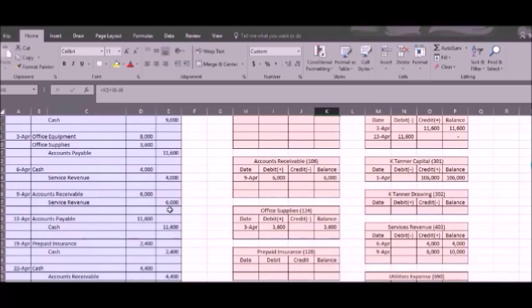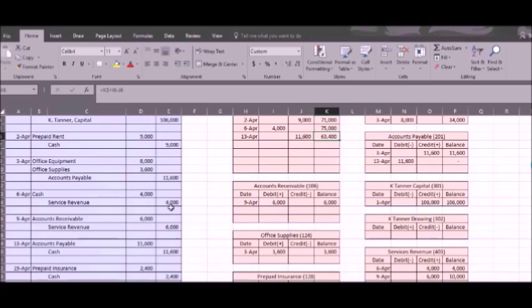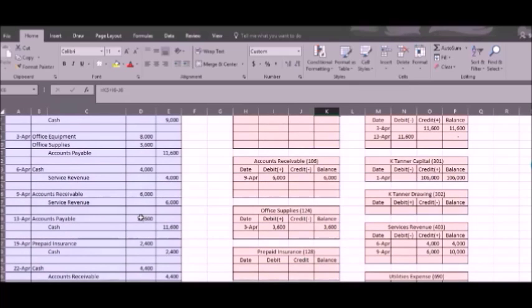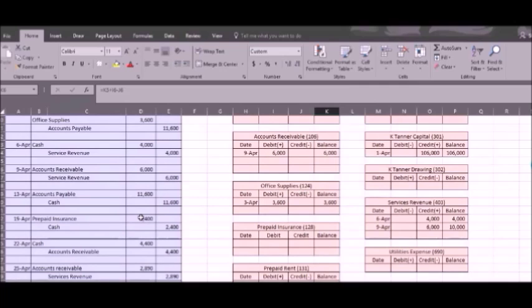Now let's go to the 13th. The 13th is a debit to... no, we just did the 13th. The 19th: debit to prepaid insurance and a credit to cash. So look, there's our prepaid insurance account. This is 4/19. We debit this prepaid insurance account for $2,400. It's a debit balance account, so our balance is $2,400, and we know that's a debit.